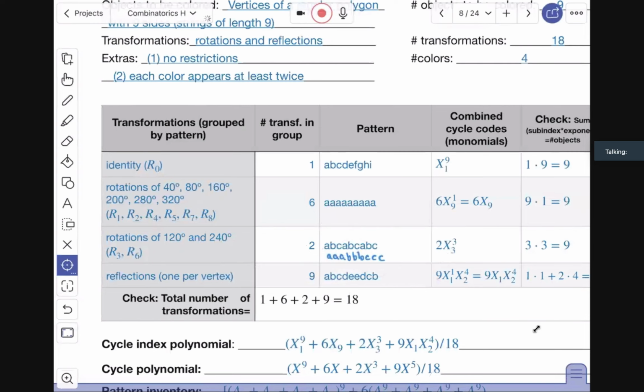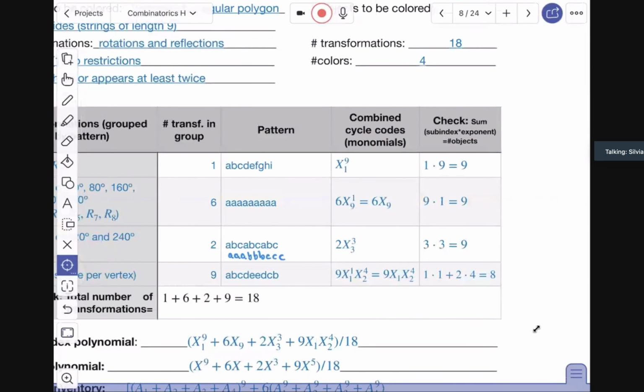This column right here and that last row over here is just checking that things make sense. The total number of transformations is the sum, right? At the beginning we said there are 18 transformations, so I'm just making sure that this is actually 18. Just checking. And this one over here is also just checking for any other cycle codes. So I wrote it here.